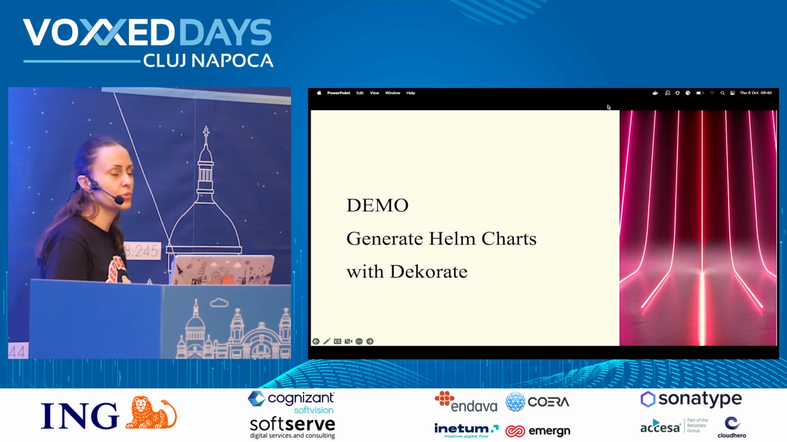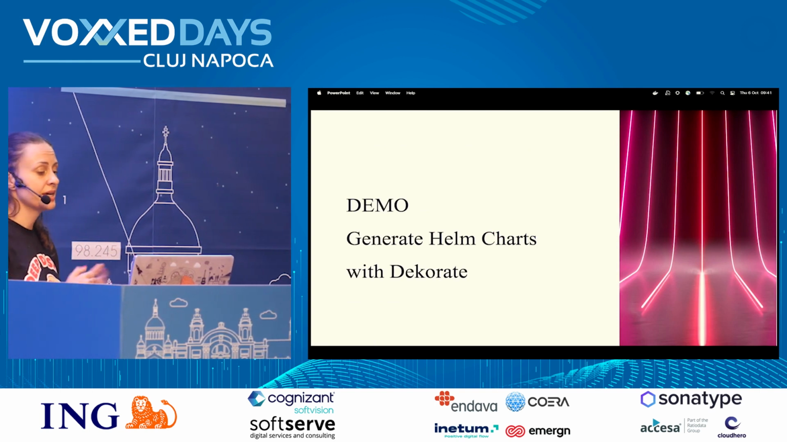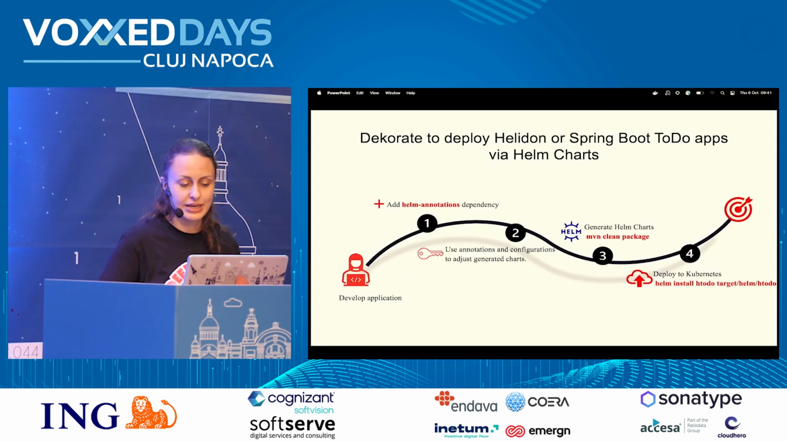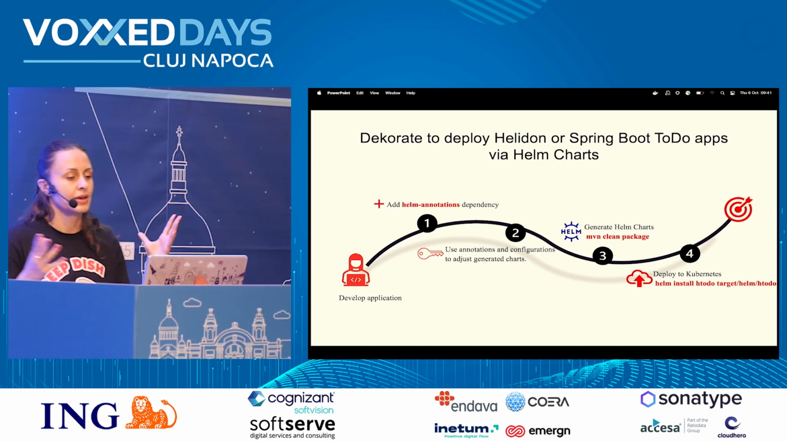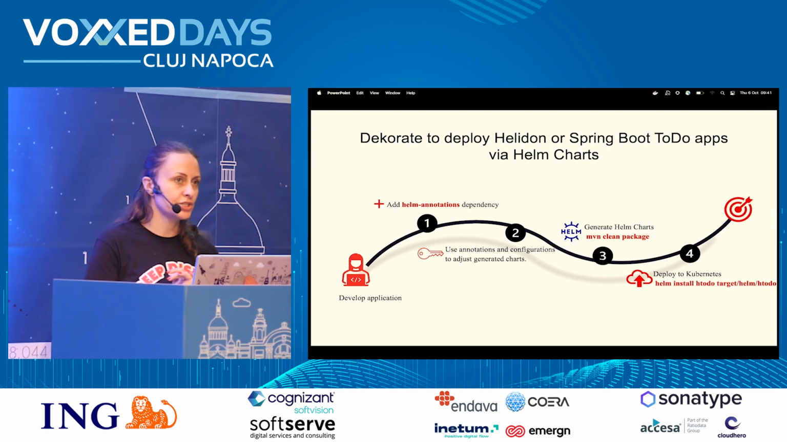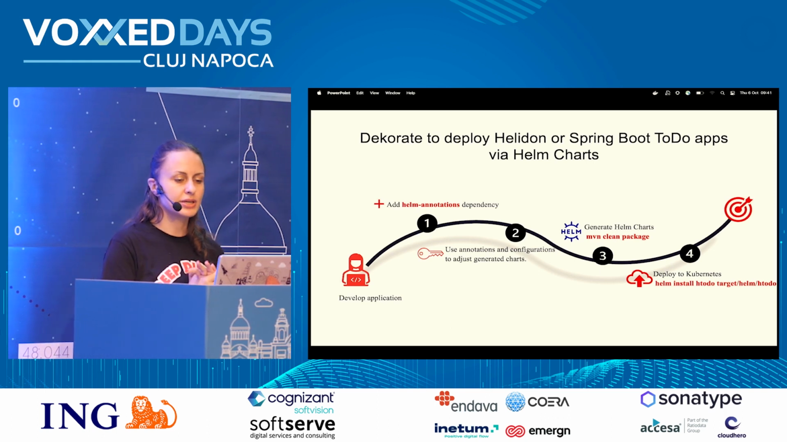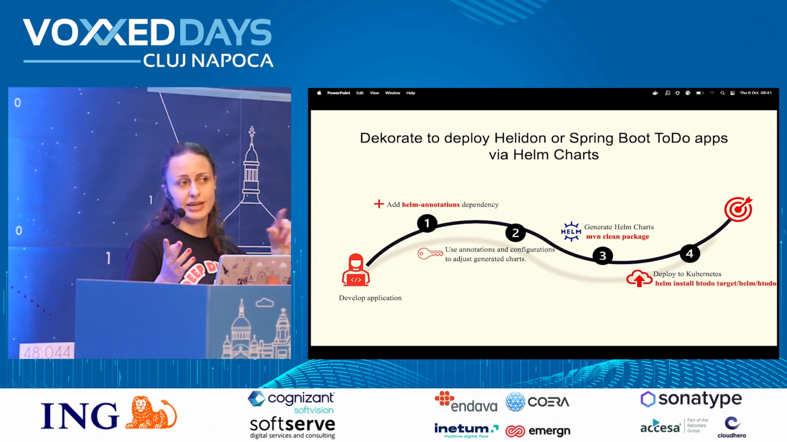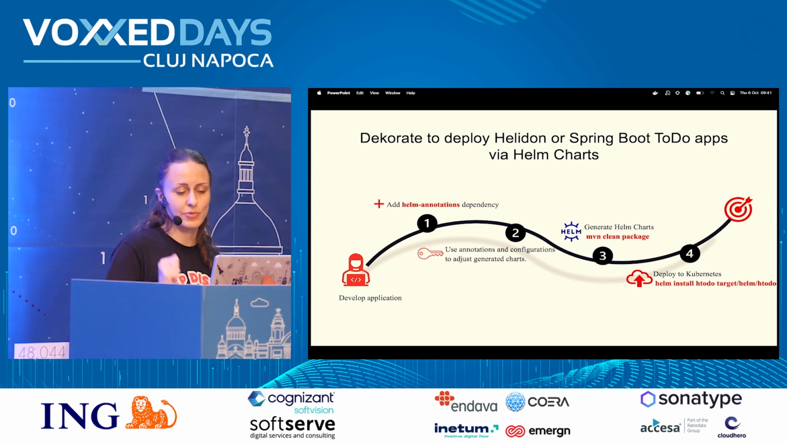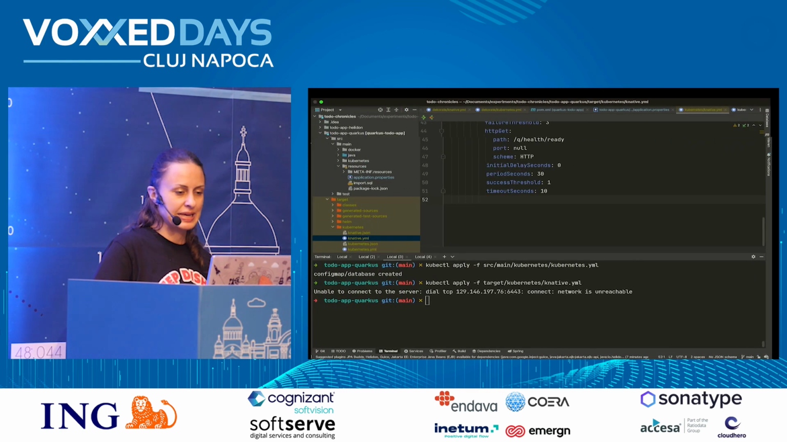So, another way to work with Dekorate is by using Helm charts. Now, for Helm charts, you can use the Helm annotations dependency that can help you generate Helm charts. Assuming that you still want SpringBoot, right? I'm going to go and demo that one with SpringBoot.